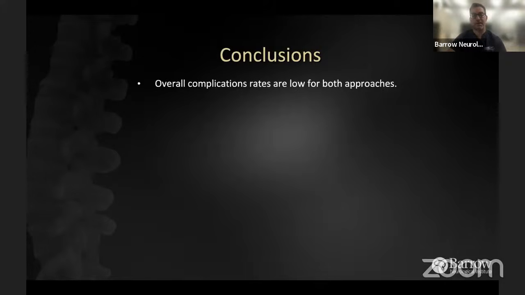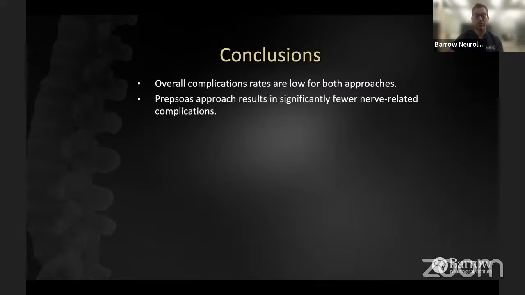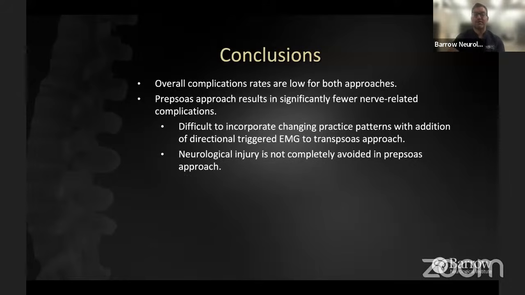But the conclusions from this study: overall, the complication rates for both of these approaches are low. The pre-psoas approach results in significantly fewer nerve-related complications. It's difficult to incorporate changing practice patterns, as I mentioned. Things like the addition of directional triggered EMG have really augmented the trans-psoas approach, and I think have helped decrease nerve-related injury. And that was something that's hard to include in this paper.